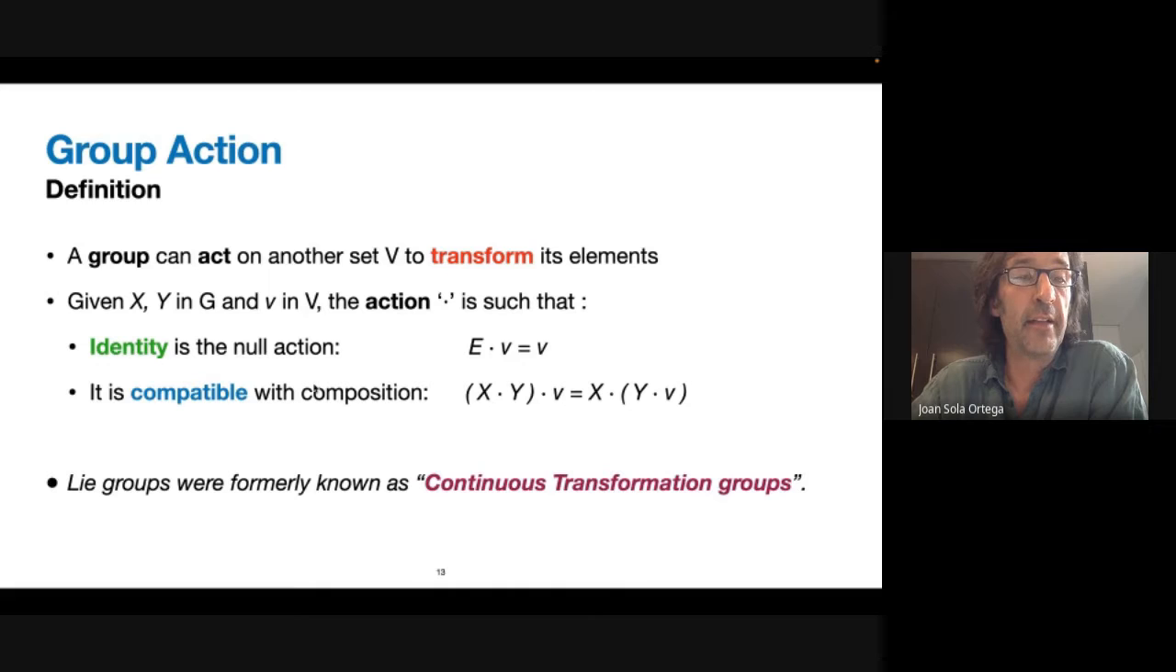And the action is compatible, it's called compatibility, with the composition. So I can compose the group elements first and apply the action to v with the result of this composition, or I can apply first one action and then the other action. And these two must be the same. If they are not the same, then this is not an action. We need these properties to be able to construct nice results later on.